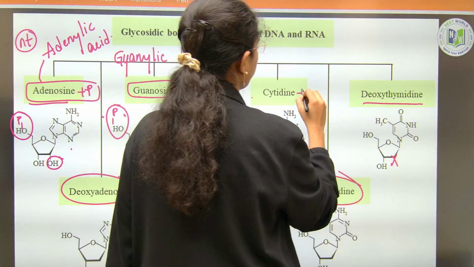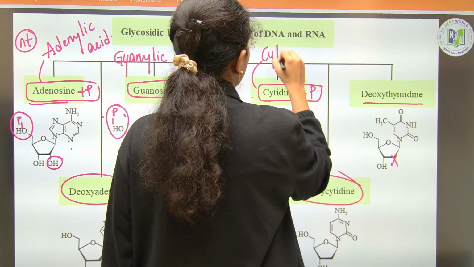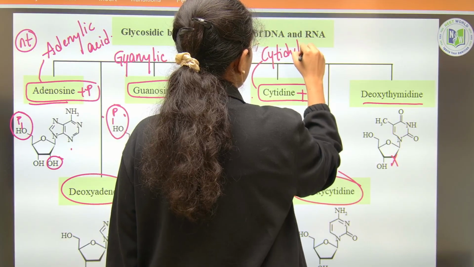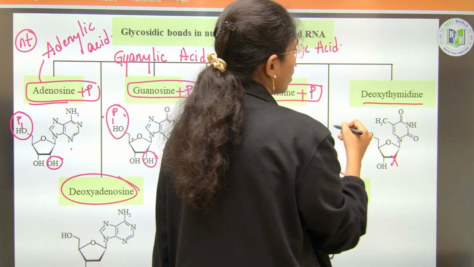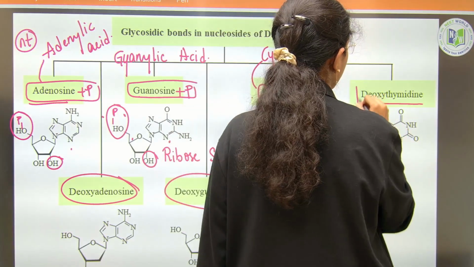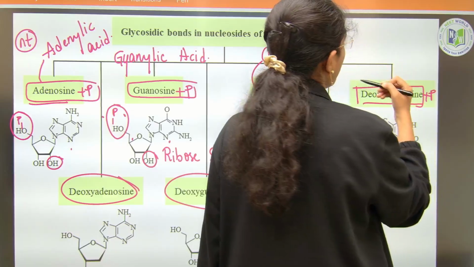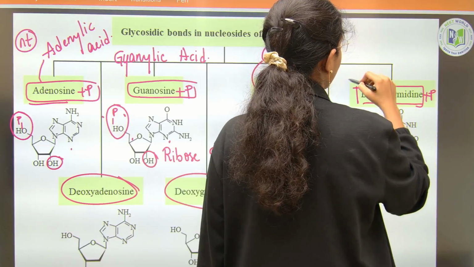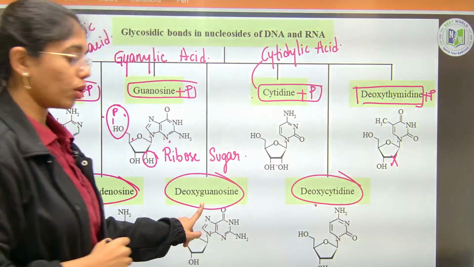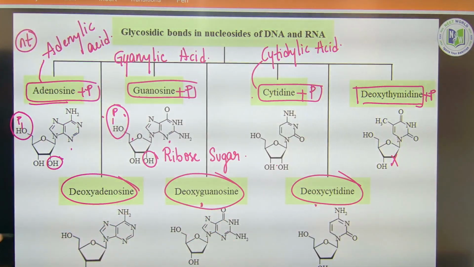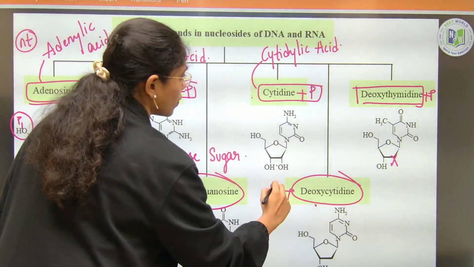Cytidine plus phosphate group gives cytidylic acid. Deoxythymidine, right? Deoxythymidine plus phosphate group gives deoxythymidylic acid, deoxycytidylic acid, deoxyguanylic acid, deoxyadenylic acid along with phosphate group.